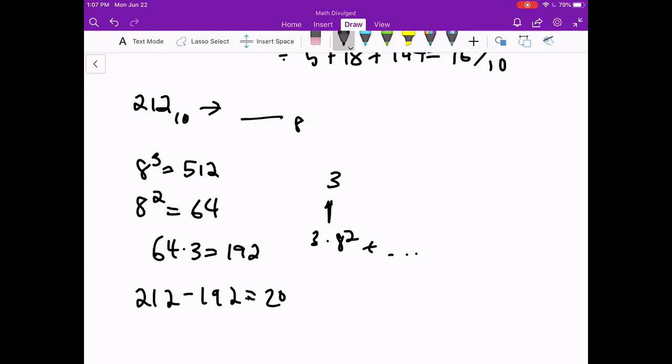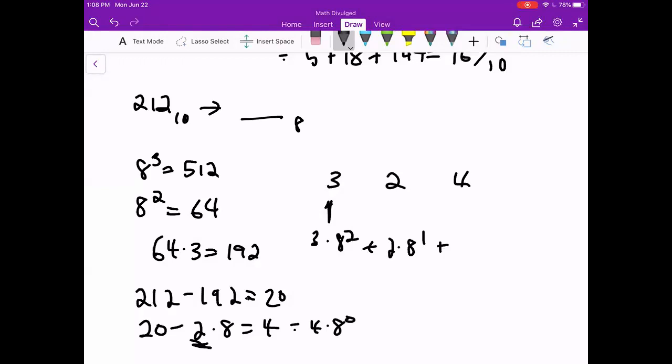So now, what's the next biggest power of 8 which fits inside? Well, that's just going to be 8 to the first, and it goes inside 20 exactly 2 times. So if we do 20 minus 2 times 8, that leaves us with 4. So this 2 here is our next digit within the representation. So far we have 3 times 8 squared plus 2 times 8 to the first. Now we're just left with this 4. And then we just write that as itself, because 4 is equal to 4 times 8 to the 0, obviously. And no more powers of 8 can fit into it other than 8 to the 0. So 324 base 8 is our final answer.